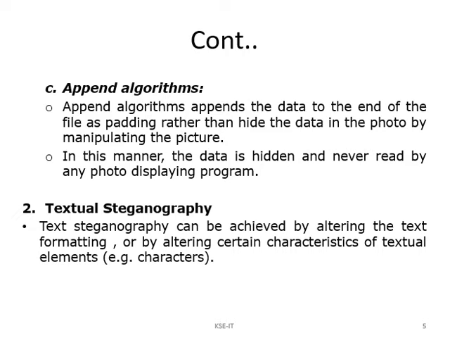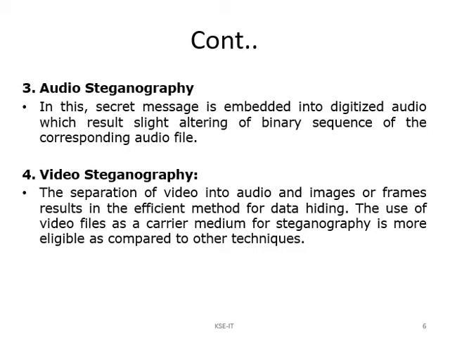Second type of steganography is textual steganography. Text steganography can be achieved by altering the text formatting or by altering certain characteristics of textual elements such as characters. Third one is audio steganography. In this, the secret message is embedded into digitized audio, which will result in a slight altering of the binary sequence of the corresponding audio file.